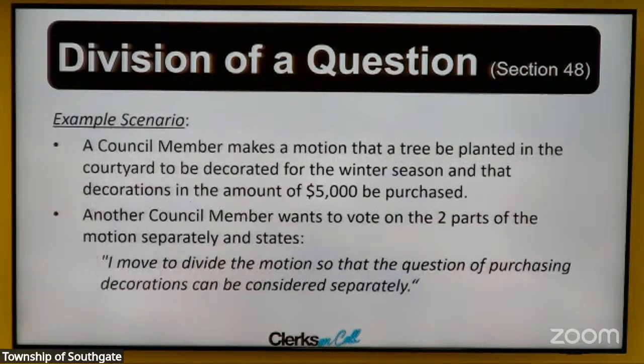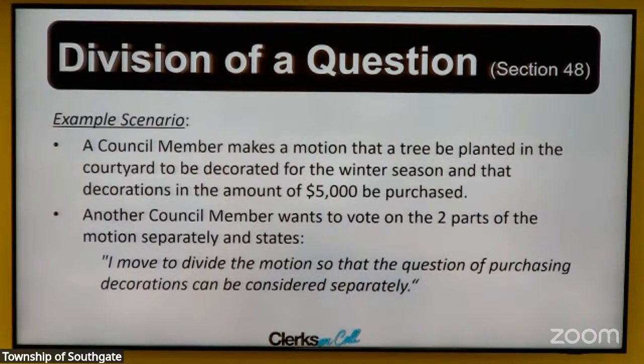So here's an example. A council member makes a motion that a tree be planted in the courtyard to be decorated for the winter season, and that the decorations in the amount of $5,000 be purchased. Another member is supportive of the tree planting, but isn't supportive of spending the $5,000 on decorations. So they want to vote on the two parts of the motion separately. So they would say, I move to divide the motion so that the question of purchasing decorations can be considered separately.